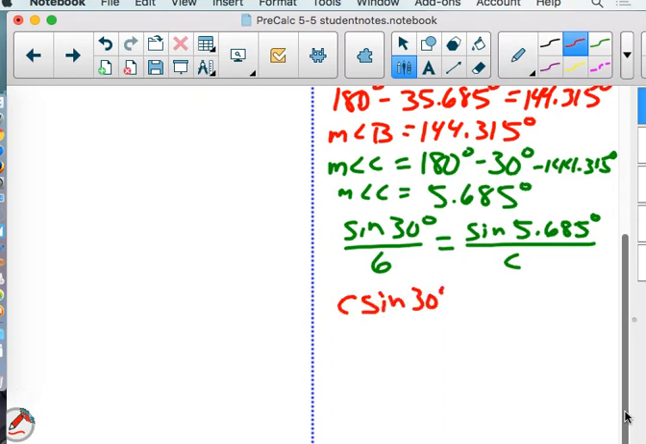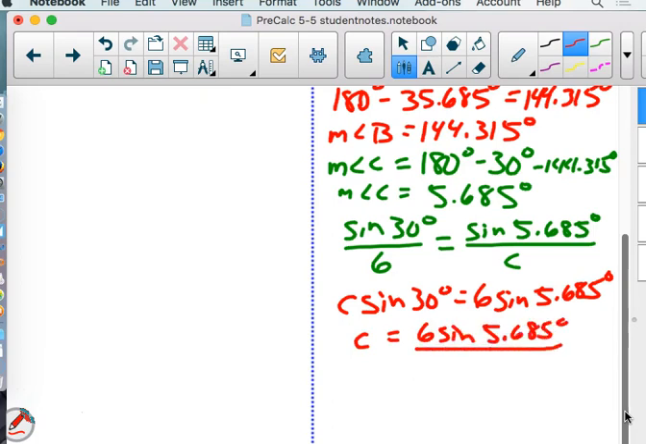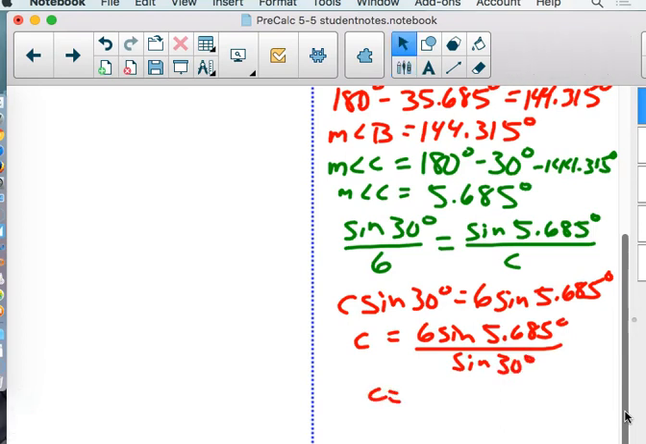So we cross multiply. C sine of 30 degrees equals 6 sine of 5.685 degrees. Divide both sides by the sine of 30. C pretty quick. So parentheses 6 sine of my answer, and divide that by the sine of 30. And there it is, a little 1.18. We're going to have to go with 9, so 1.189.